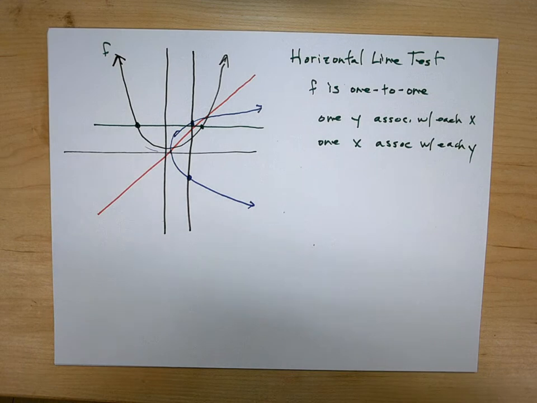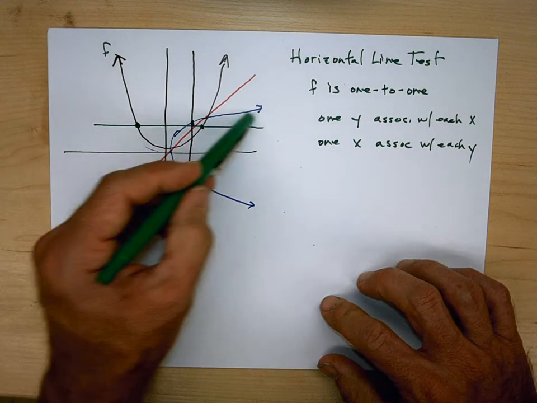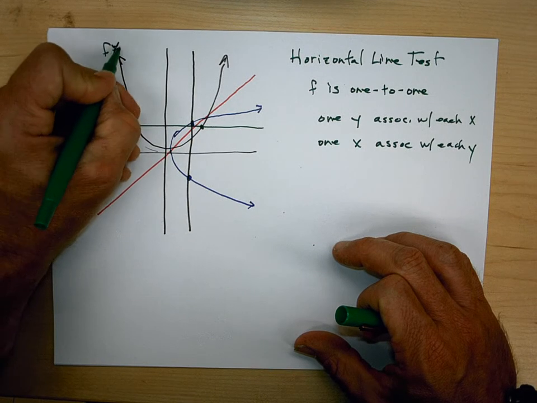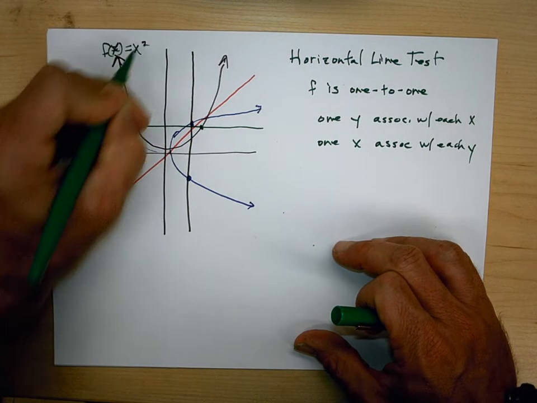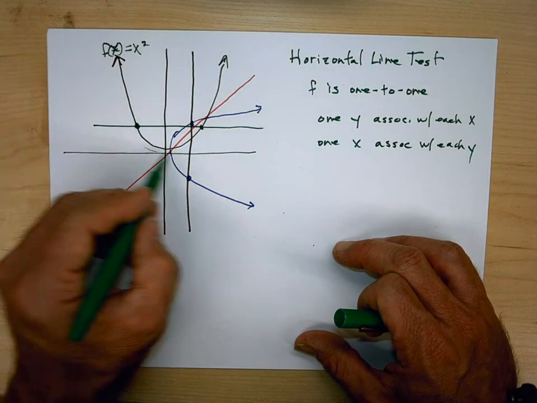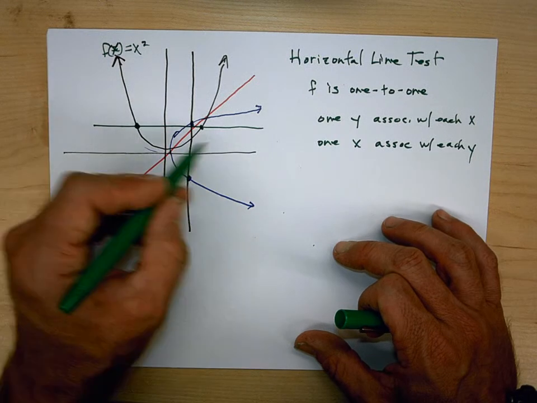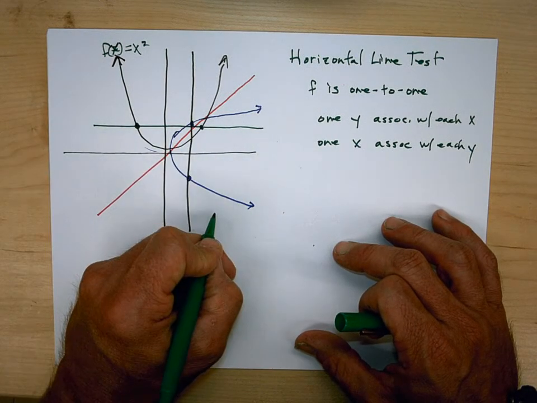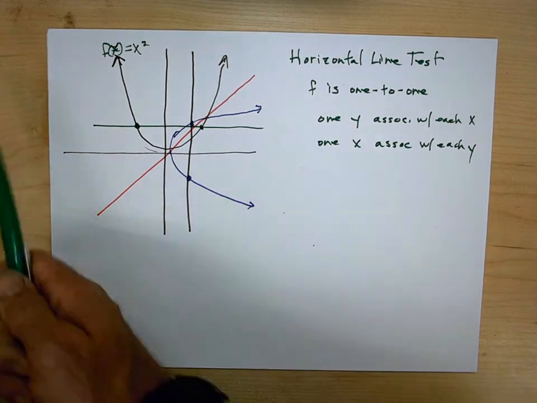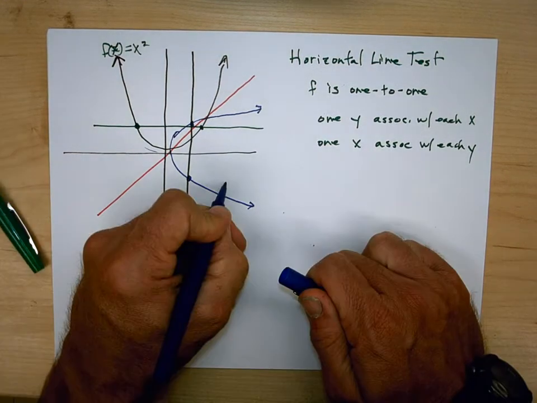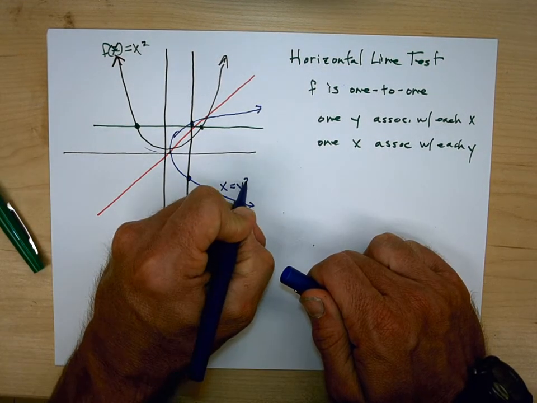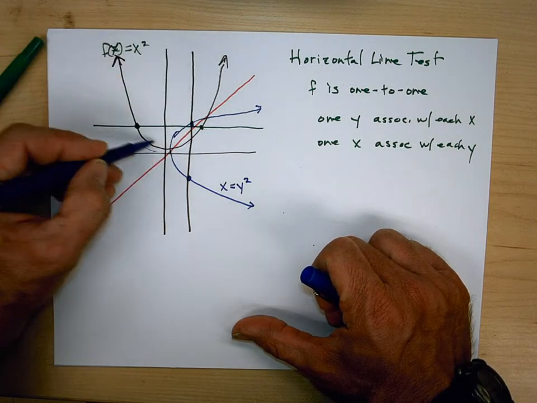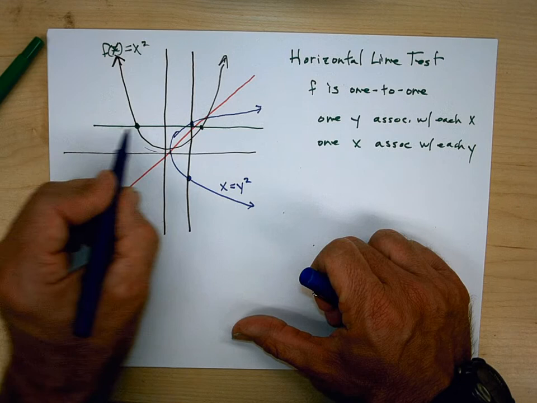So we actually can see this right here. Let's say I called this f of x equal to x squared. It's not exactly x squared, but it's close enough. We can see the inverse is not a function. The inverse is x equals y squared. But if we look at our parabola, it hits in two places.